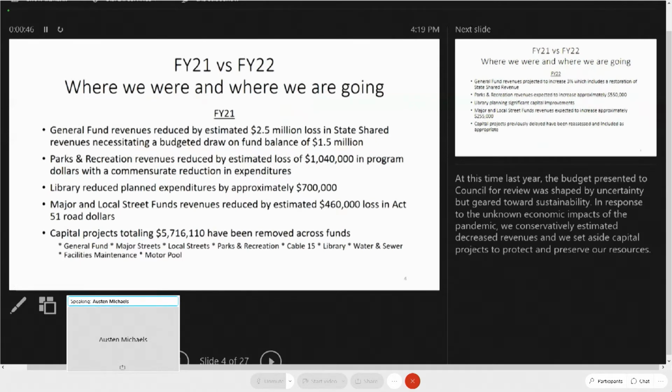We conservatively estimated and decreased our revenues. We set aside capital projects to protect and preserve our resources. General fund revenues, we had estimated reducing those by $2.5 million, which would have required a draw on fund balance of $1.5 million. The Parks and Recs Department reduced their revenues by just over $1 million. Luckily, they were able to reduce their expenditures by that as well. The library reduced their planned expenditures by $700,000. Our street funds had estimated reduced revenues of almost $500,000, and then across all of our funds, we pulled out $5.7 million in planned capital projects.